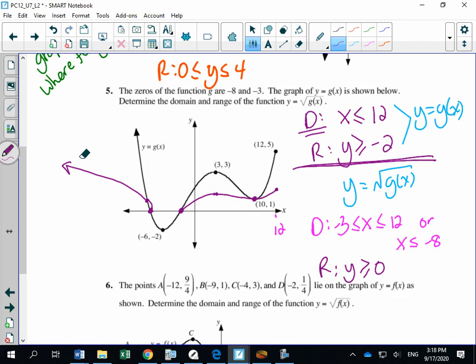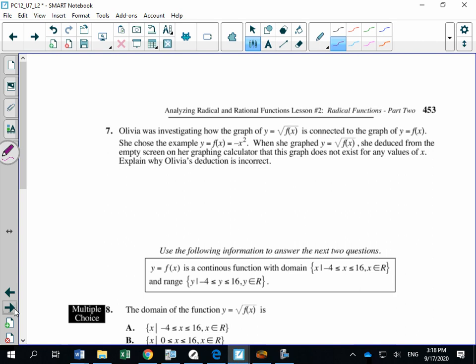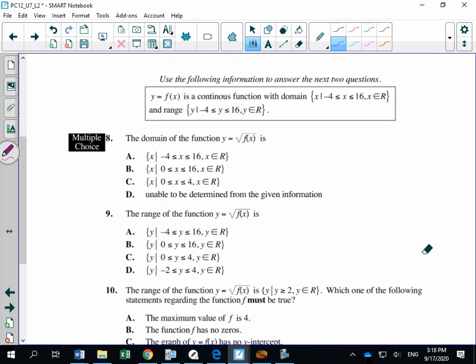I'm going to do one last question with you. And the last question I'm going to do is number 9. And number 9 looks slightly different in your book. They're giving ranges of functions. In your book, it gives it to you in interval notation. So it says A is the range from -4 to 16. B, the range is from 0 to 16. C, the range is from 0 to 4, square bracket. And D, the range is from -2 to 4.